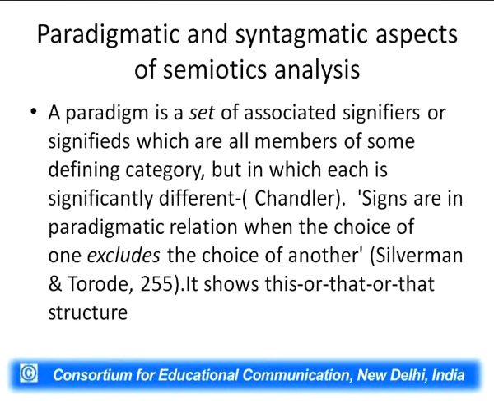We have another aspect which is called a paradigm. It's a set of associated signifiers or signifieds which are all members of some defining category, but in which each is significantly different. Signs are in paradigmatic relation when the choice of one excludes the choice of another.